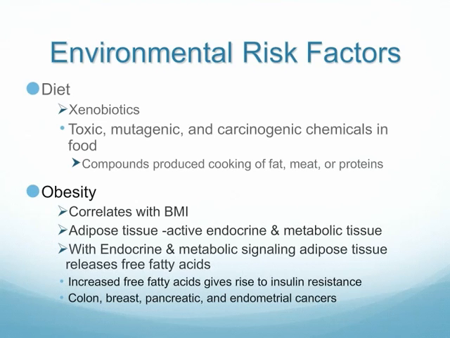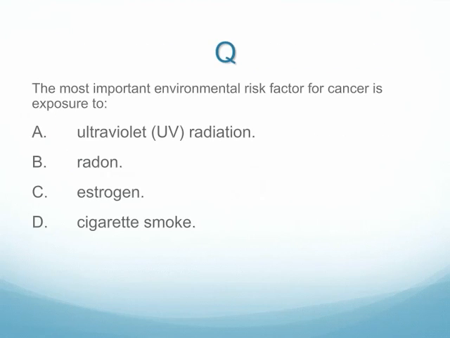So the more obese your patient is, the greater the risk they are going to develop certain kinds of cancer, like colon cancer, breast cancer, pancreatic, and endometrial cancers. The most important environmental risk factor for cancer is exposure to ultraviolet radiation, radon, estrogen, or cigarette smoke. Of course, you always have to pick the cigarette smoke on this one. Environmental risk factor, definitely cigarette smoke. We want to make sure that we're eliminating that from our patient's life if possible.